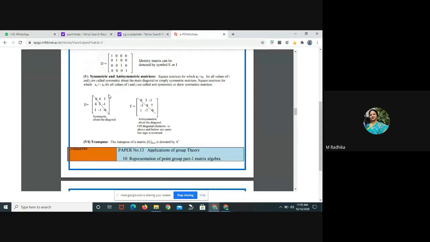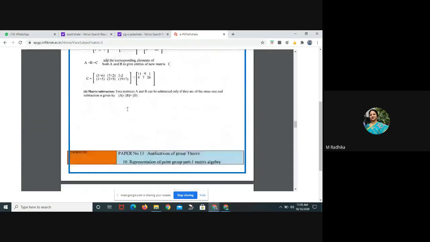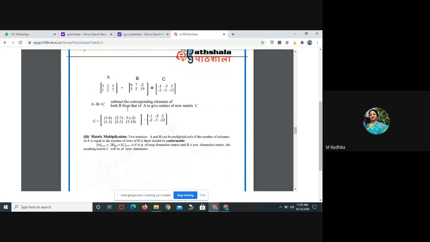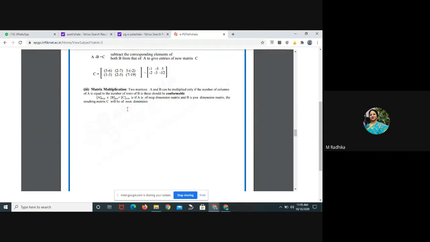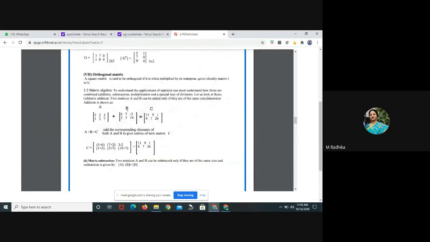So a symmetric matrix is the one where you have all of them 3 into 3. And anti-symmetric, off diagonal, above and below you have the other things, and here you have the 0 and the signs are reversed. Okay, we are not going into the details of all these things. We will just know what a matrix is. Now you should know how to do the mathematical operations in a matrix.